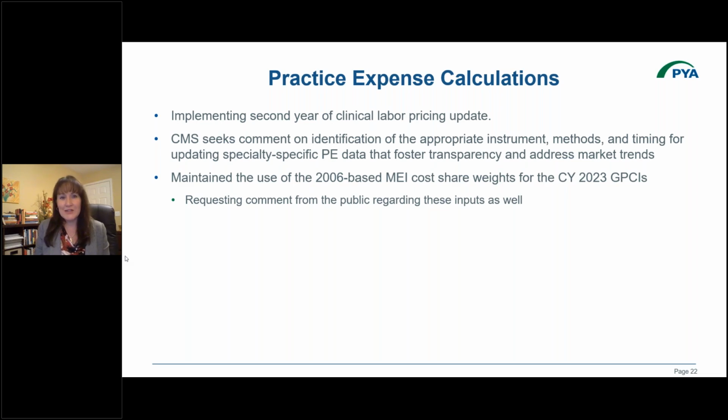So in addition to that, the MEI for the geographic practice cost indices, the GPCIs, are also based on the 2006 MEI, as of right now, for the calendar year 2023. CMS is still trying to figure out how to get this right. So if you have any decisions or ideas on how to calculate this in a way that would keep up, that survey data would keep up with this information, please share that.